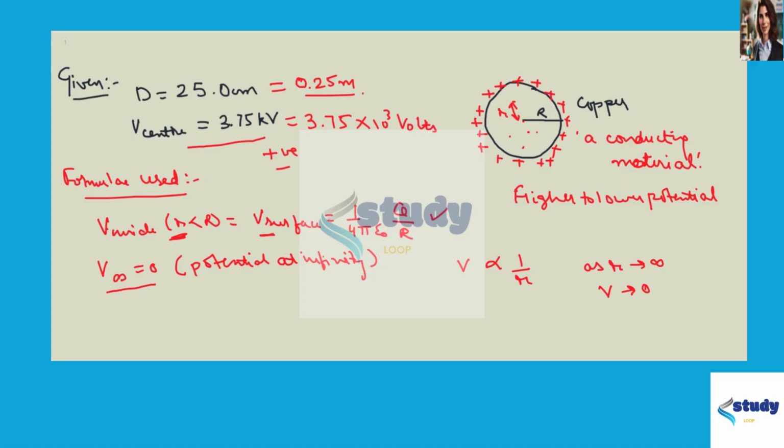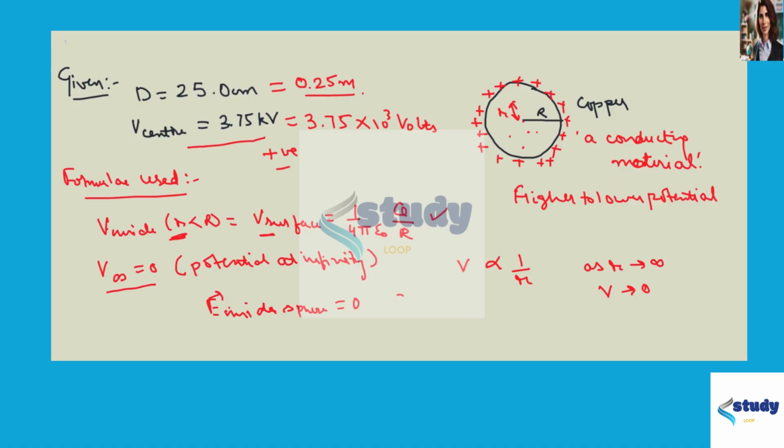This is because the charge has moved to the surface, and the electric field inside the sphere is 0, because there is no charge within the volume of this copper material. All right, so we have this formula here, so we can use this formula to find the Q value.